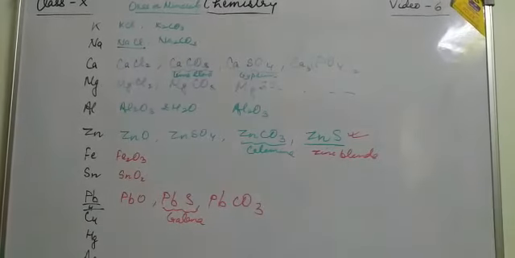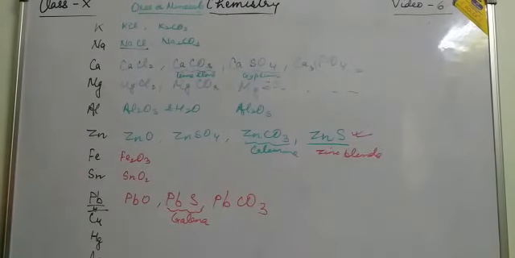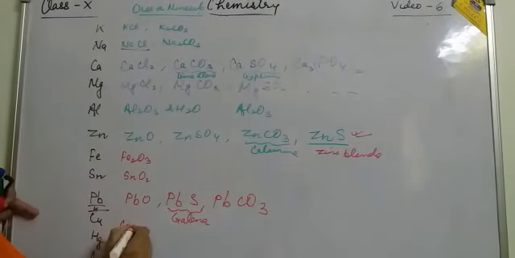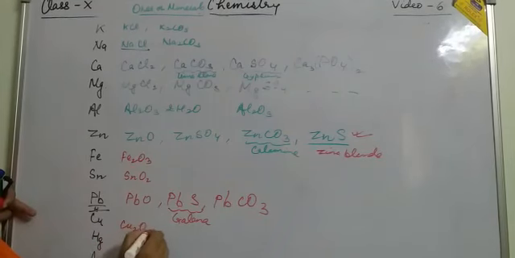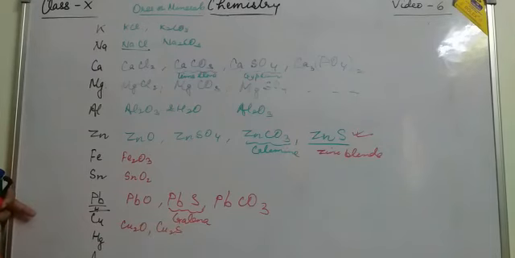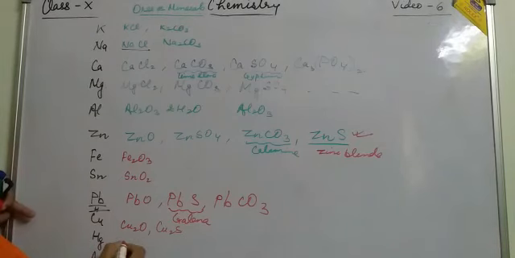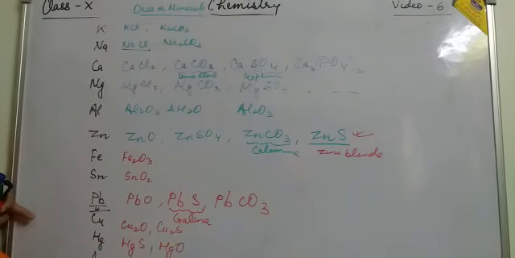Next is copper: copper oxide, cuprite, Cu2O, copper pyrite, Cu2S, and mercury as HgS and HgO, silver as silver chloride, and these two are found in free state.